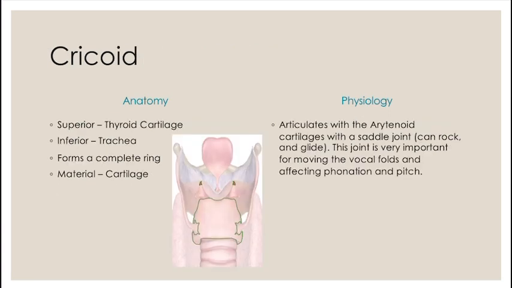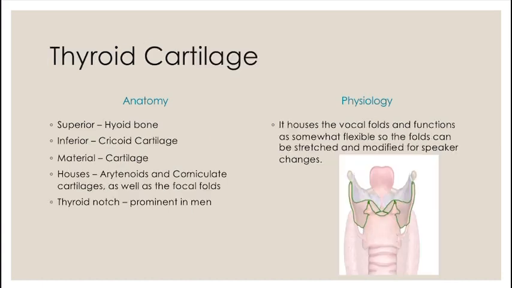The cricoid cartilage creates a full ring, and it sits right on top of the trachea and articulates with the arytenoids. The arytenoids sit right on top of it and create a saddle joint where the arytenoids can rotate and change the vocal folds in the way that they need to for speech and phonation. The thyroid cartilage actually houses the arytenoids and part of the cricoid and the vocal folds, and creates a flexible structure so that the speaker can change their voice when they want to.